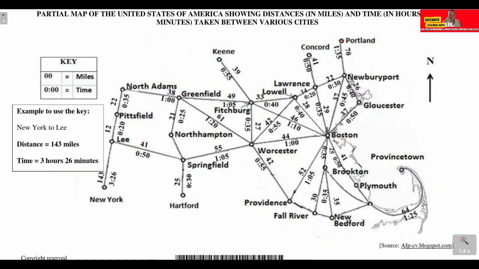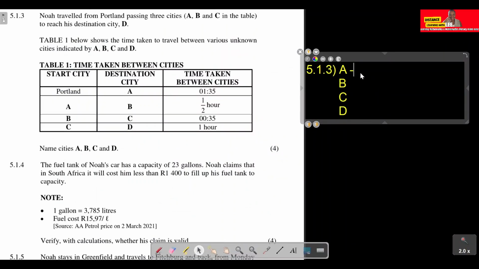So this is Portland, guys. You can see it's there, right? If he travels for 1 hour 35 minutes, we see that the destination city is Newburyport. So we're going to write that down. We already said that the destination A is actually Newburyport.